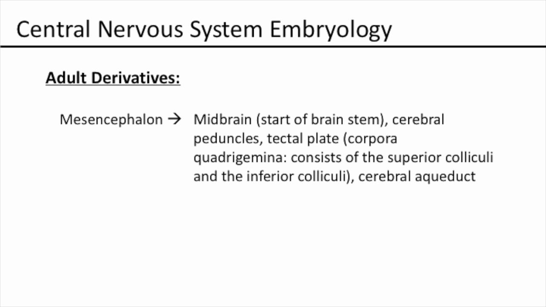The adult structures that develop from the midbrain or the mesencephalon include the cerebral peduncles, the tectal plate, which includes the corpora quadrigemina. The corpora quadrigemina literally means body of 4 twins. In reality, it is 4 little bumps that are a set of 2. You have the superior colliculi and the inferior colliculi. We have 2 superior colliculi and 2 inferior colliculi. So, a set of 2 twins will give you 4. Gemina or Gemini literally means twins. Then we have the cerebral aqueduct, which again will contain CSF.